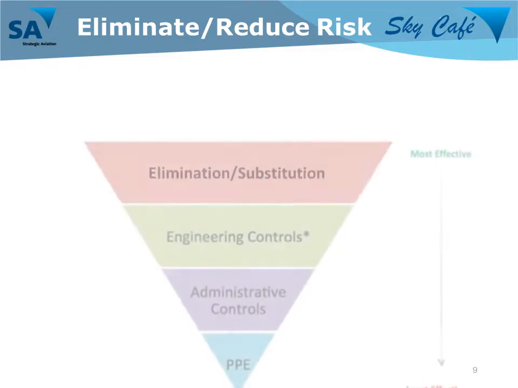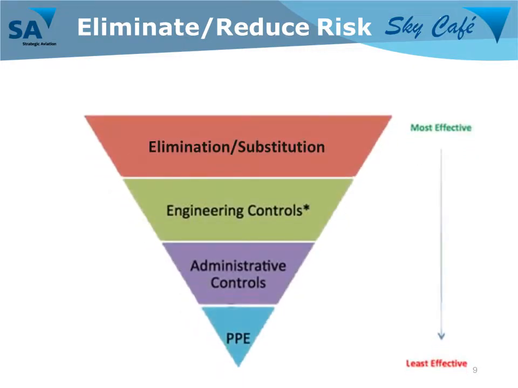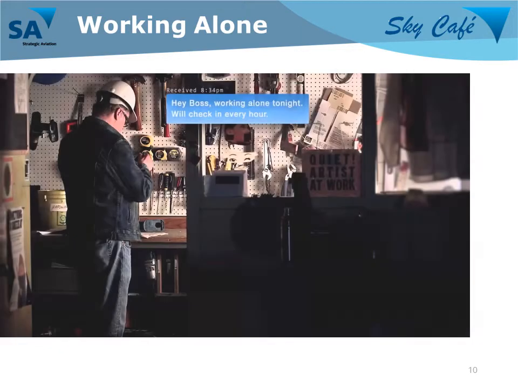Once we have identified the hazard and determined the level of risk it presents, we need to eliminate, substitute, or reduce the risk. To do this, we use a hierarchy of control. You will become very familiar with the types of controls such as engineering, administrative, and personal protective equipment that fall into the hierarchy. Working alone can also pose a hazard.